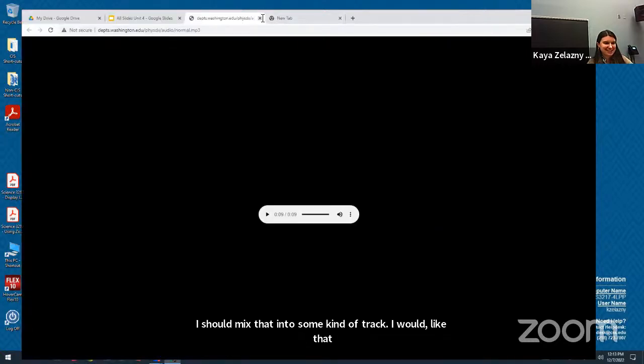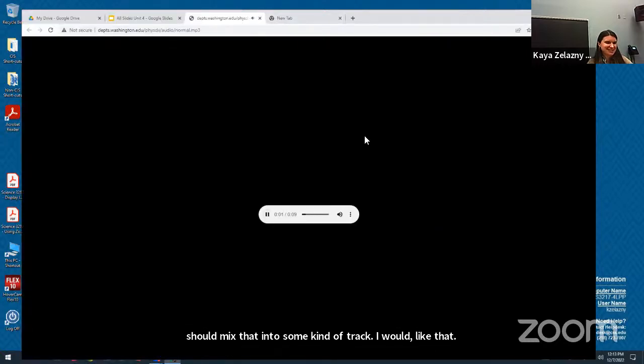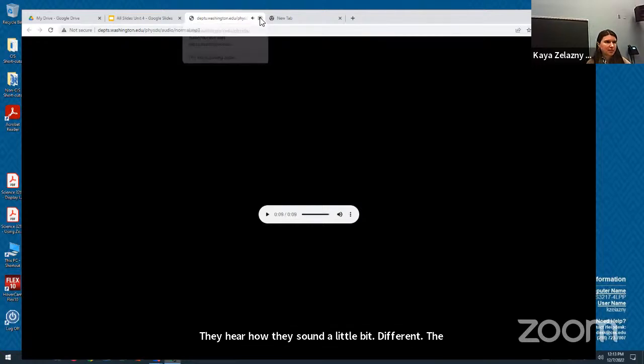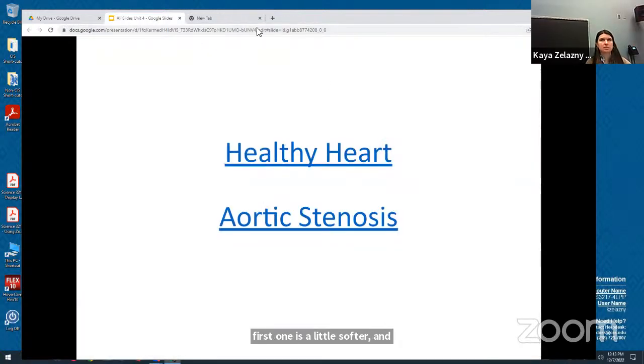Very cool rhythm. Somebody should mix that into some kind of track. I would like that. Okay, so that's a healthy heart. That's what it should sound like. Let's listen to it once more because it's fun. You hear how they sound a little different. The first one is a little softer. And then we can hear that pause between them, right? That pause as the heart is relaxed.